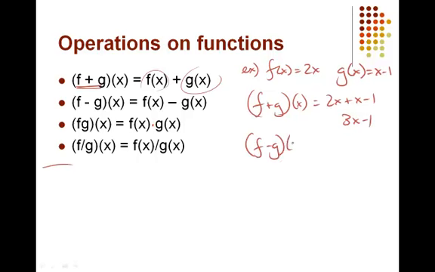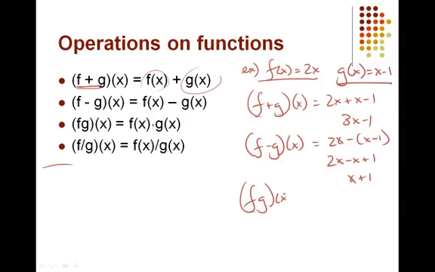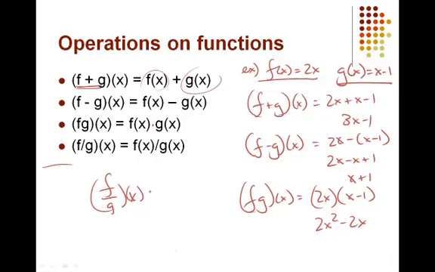F minus g of x would be 2x minus (x minus 1). Watch the parentheses there. 2x minus x plus 1, or x plus 1. Multiplication and division work exactly the same. Again, using these two functions one more time. F times g of x would be f of x times g of x, multiplied to get 2x squared minus 2x. And the final, which would be f divided by g of x, would give me 2x divided by x minus 1. So very, very simple operations.